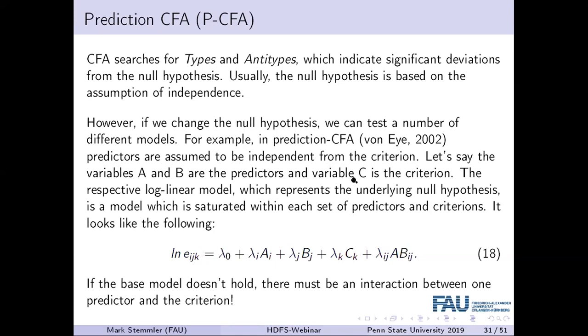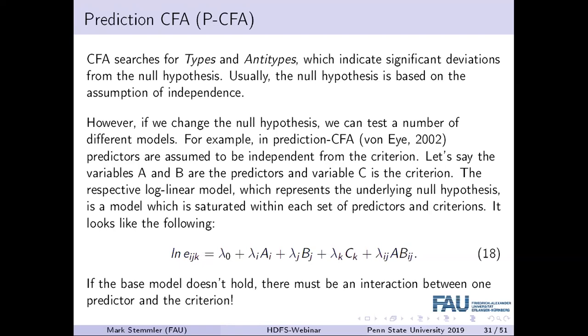Then, in order to have a better argument for a causal relationship, you can basically raise the threshold of the null hypothesis by saying, okay, I'm not satisfied with only the main effects model, but I would like to change the null hypothesis such that the predictors are saturated in themselves. So I add the interaction A times B. If this null hypothesis is rejected, that means there must be in the data a relationship with the outcome variable. This is a strong argument.